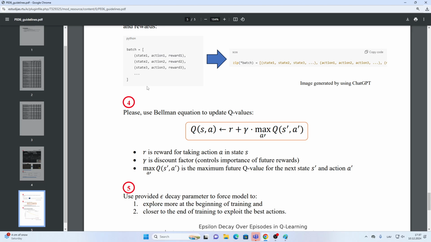Yes? Now, in this formula, R is our reward for taking action. Gamma is the discount factor parameter, which controls how important future rewards are relative to the current reward. And the maximum of this Q value is for the next possible state S and next possible action from that state A. Yes? So what we need to do now is to calculate this Bellman equation in the code.